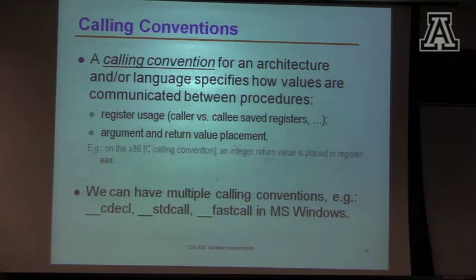Okay. It is possible to have multiple calling conventions. So you as a programmer can tell the compiler, I would like this function to use this calling convention. So in Windows, you can have cdecl, stdcall, and so on. And what these do, in effect, is specify where the arguments live.